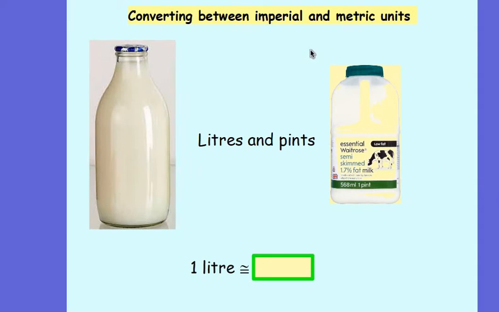Okay, Year 7. Today we're going to be looking at converting between imperial and metric units. For example, if I've got a litre of milk and a pint of milk, 1 litre of milk is approximately equal to 2 pints of milk. Approximately equal to. It's not exact, that's what this wiggly line means. It means it's approximately equal to it.